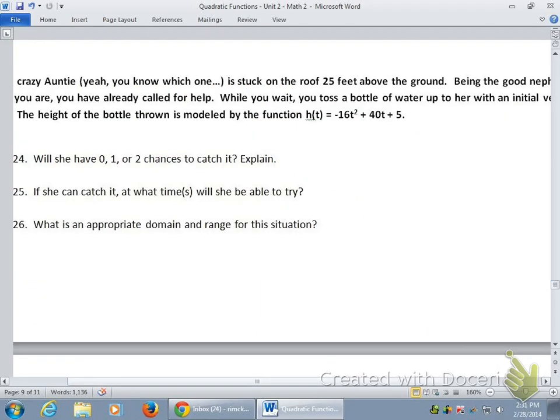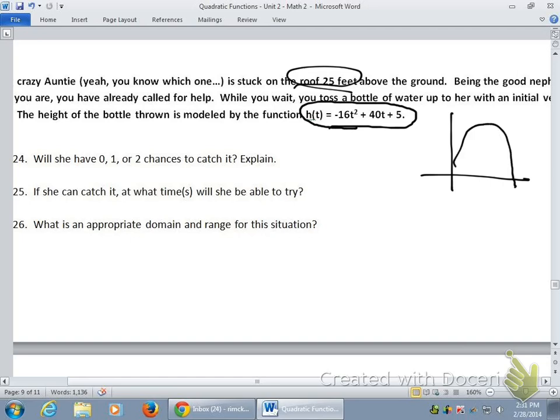All right. You know you got that crazy ant who's stuck up on the roof, right? She's 25 feet above the roof. It says, will she have 0, 1, or 2 chances to catch it? Explain. Now, remember, there's different ways you can do it. First off, this water bottle is being thrown with a quadratic model. Okay? So I know it is a U-shaped graph. Something like this.